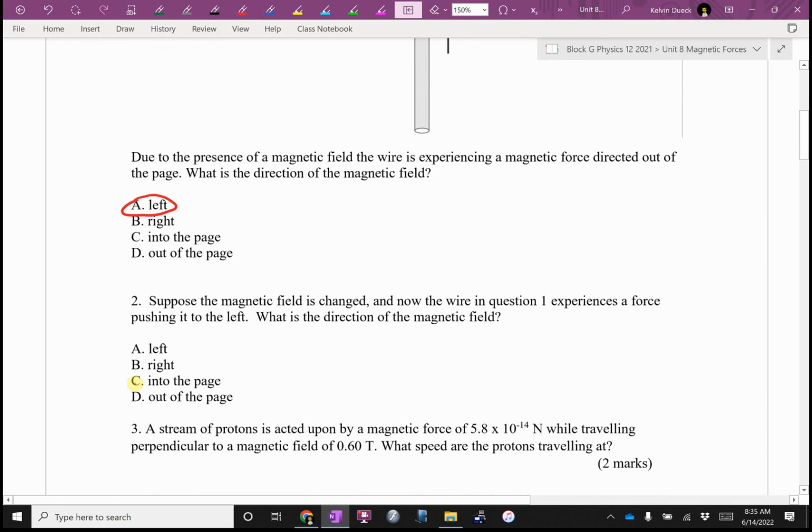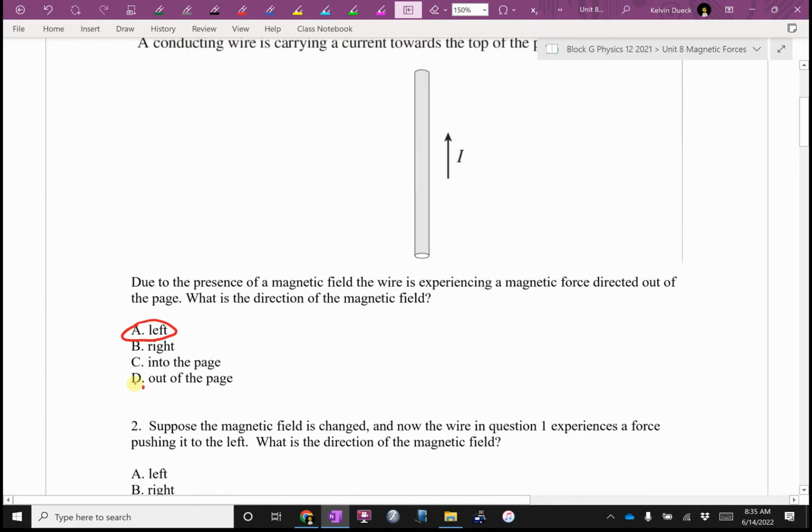Okay. Suppose the magnetic field is changed and now the wire experiences a force pushing it to the left. So now I would hold my hand in this manner. You know what? I think into the page, yes?